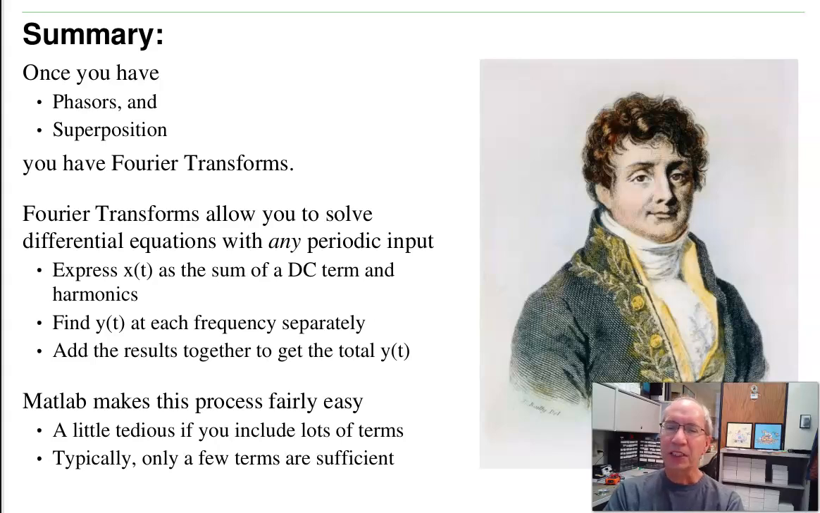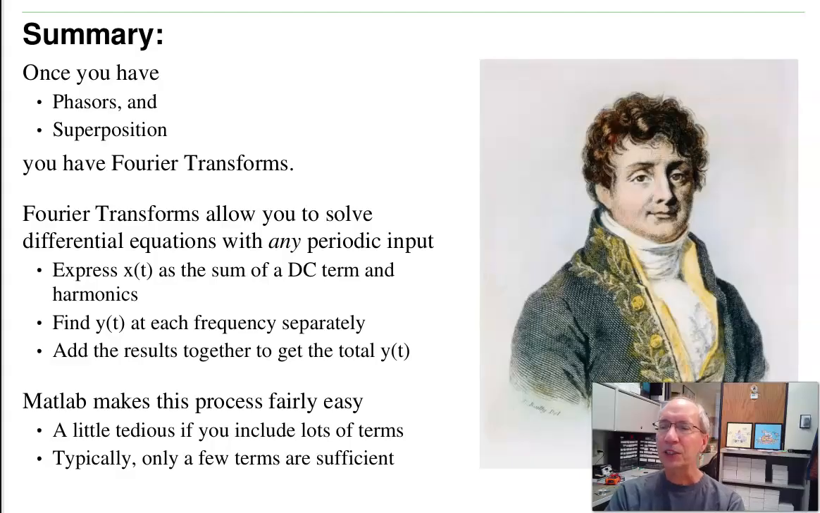The saving grace is typically only a few terms are sufficient. Most signals have most of the energy at low frequencies. Most filters are low-pass filters. Put the two together, then only a couple of frequencies really matter for the output.